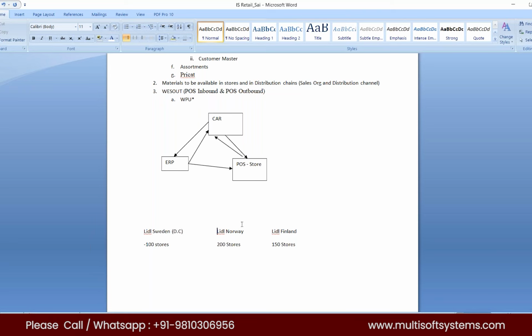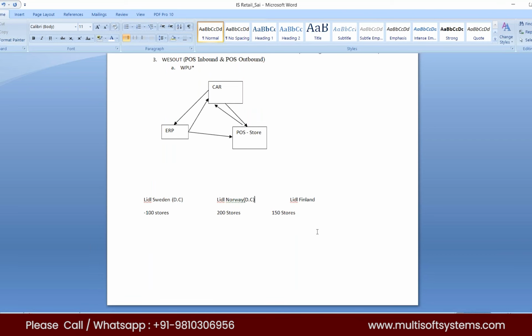Assortment, as I said, is also one of the important concepts. We'll look through the processes. So these are called distribution chains. Every store in your SAP retail system is assigned a sales org and distribution channel combination, and that is where the stores can do their operations. For example, if a store is assigned a distribution chain combination for Sweden, let's take some products also.